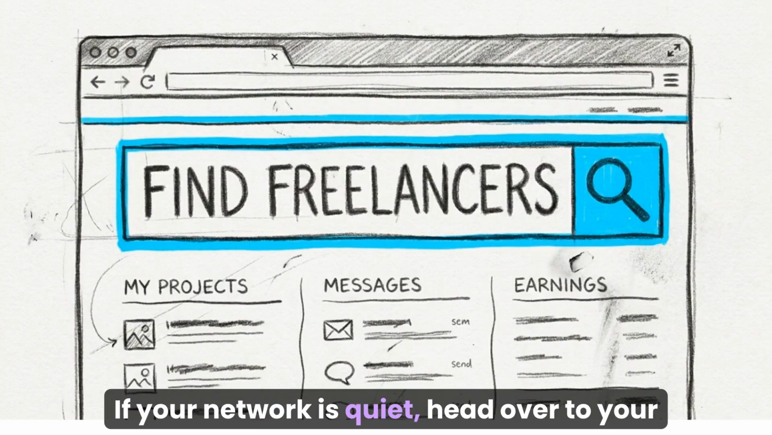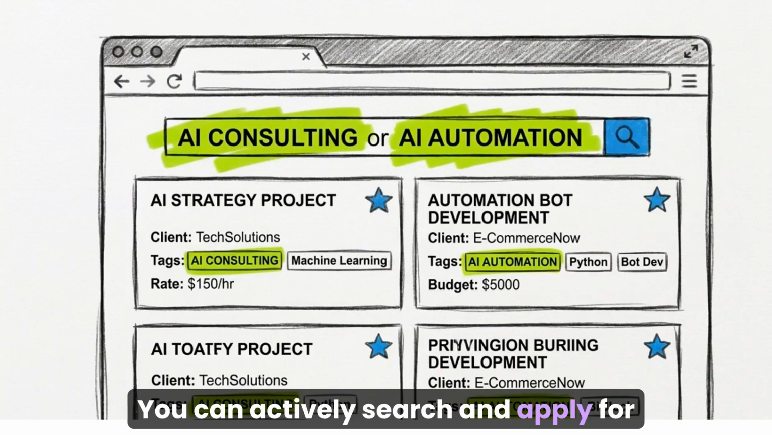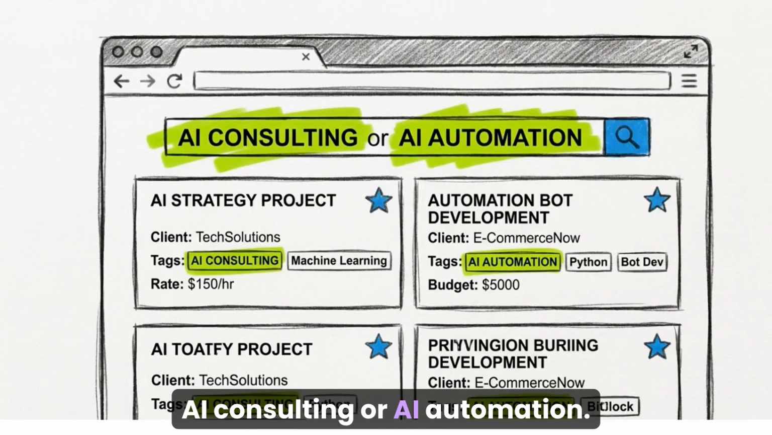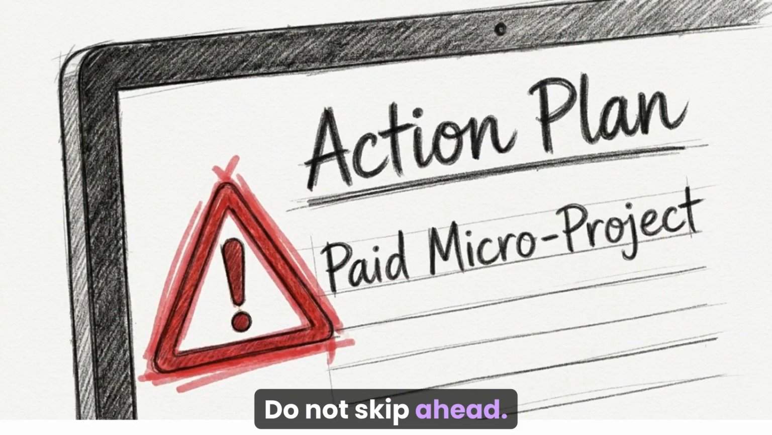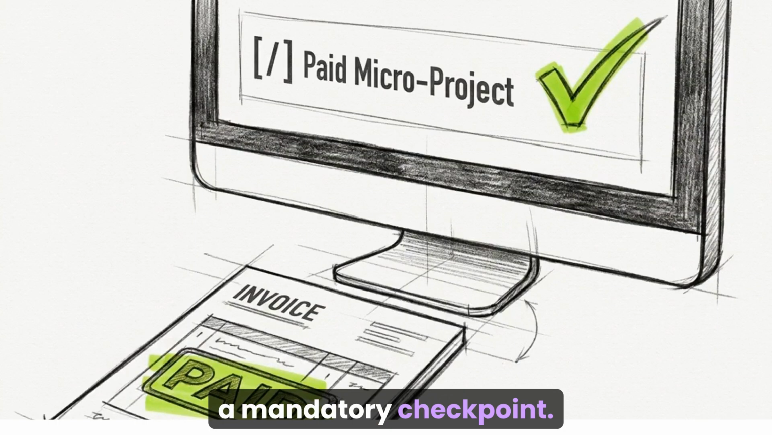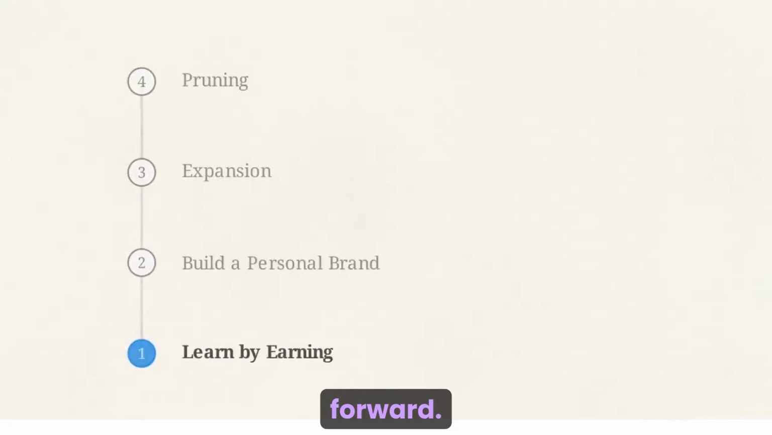If your network is quiet, head over to your freelance marketplace account. You can actively search and apply for entry-level gigs targeting the exact terms AI consulting or AI automation. Do not skip ahead. Securing this initial paid micro project is a mandatory checkpoint. You have to ensure you are actually getting paid to learn before moving forward.